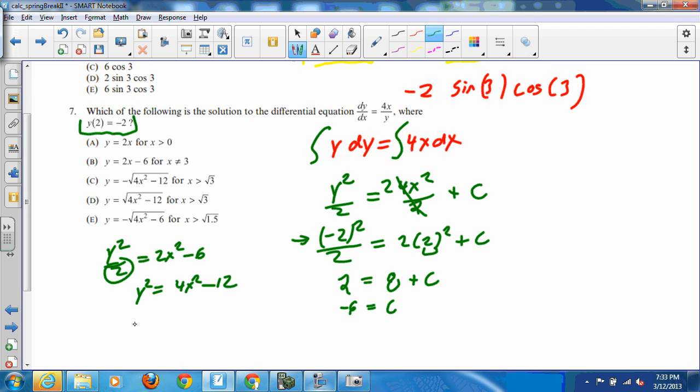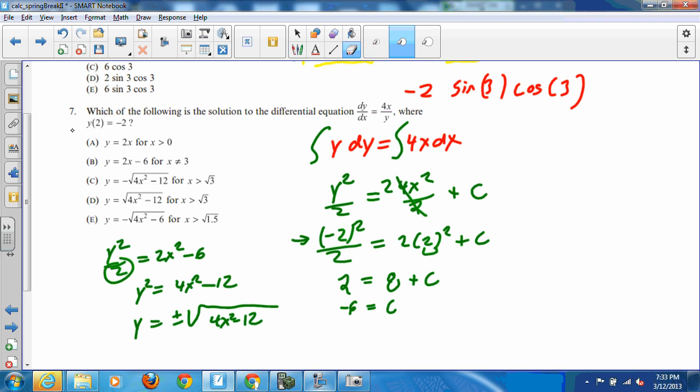And take the square root. Alright, so if we take the square root, of course we have a positive and a negative answer, right? But they want us to just solve it in this one case, right? So which one of these do we need to pick if the answer is negative 2? Clearly we just need to look at the negative answer. So let's see, where would that give us, looks like C.